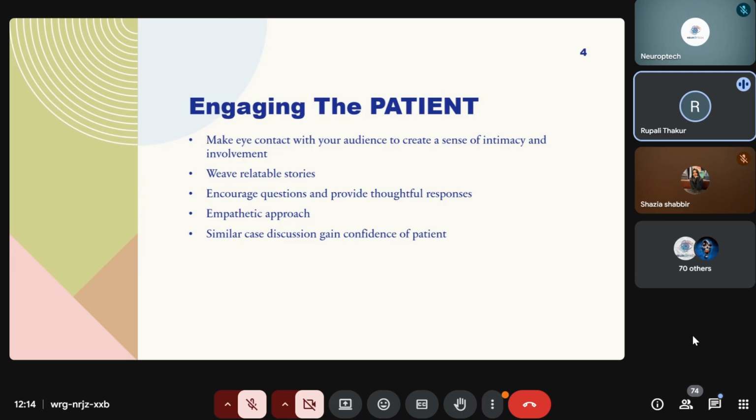Whatever he or she is saying, you have to listen empathetically. An empathetic approach is very important in dealing with any kind of neurological patient. Similar case discussion gains the confidence of a patient. Suppose you are telling them a positive story, okay, that a similar case I saw four days before, or one month back, and they got a good outcome. Then it is going to boost your confidence, and the patient is going to know a lot about their child.